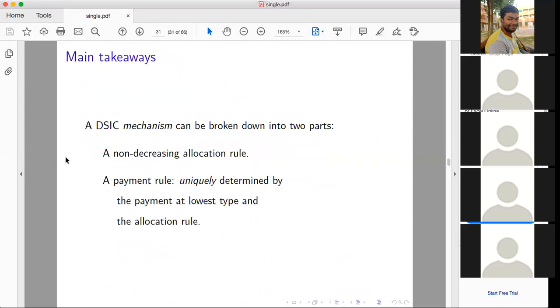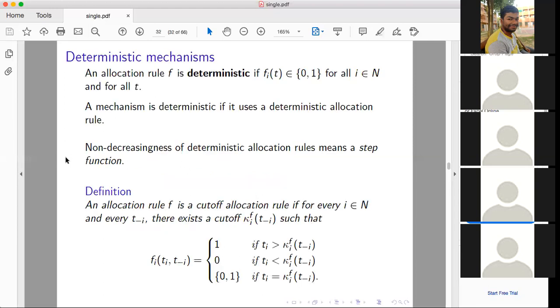And so the main takeaway from those lectures is that a DSIC mechanism can be thought of as a non-decreasing allocation rule and a payment rule which is uniquely determined by the payment at the lowest type and this integral formula, which involves the payment at the lowest type and the allocation rule. So if we fix the payment at the lowest type and the non-decreasing allocation rule, we fix the entire payment.